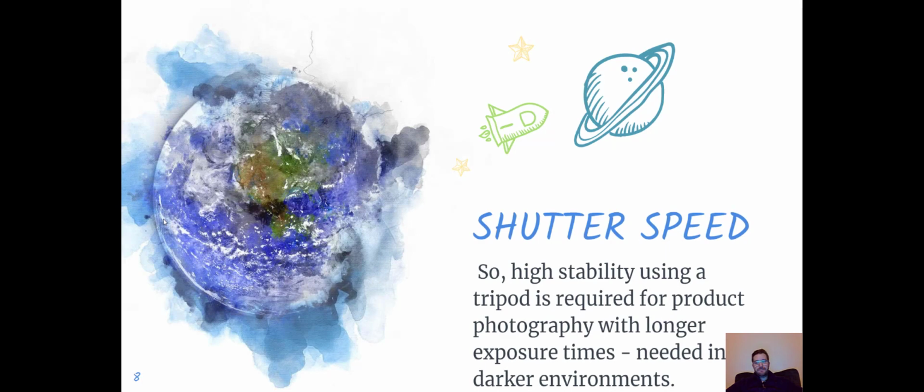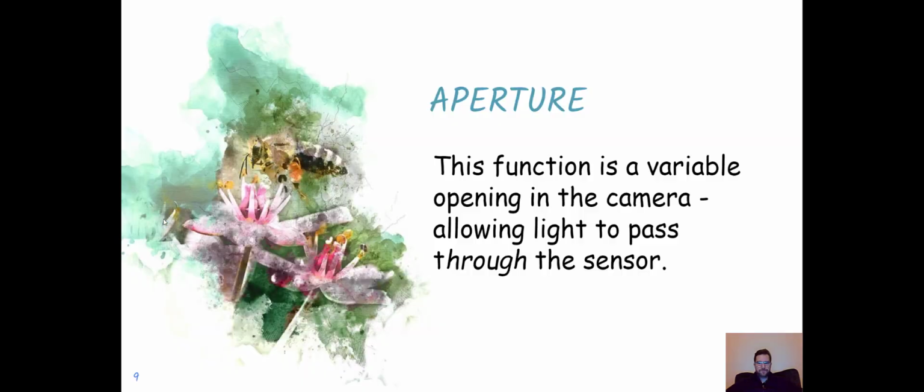So using a high stability, using a tripod, is required for product photography with longer exposure times, which is needed in darker environments. You need to let more light in to help out.